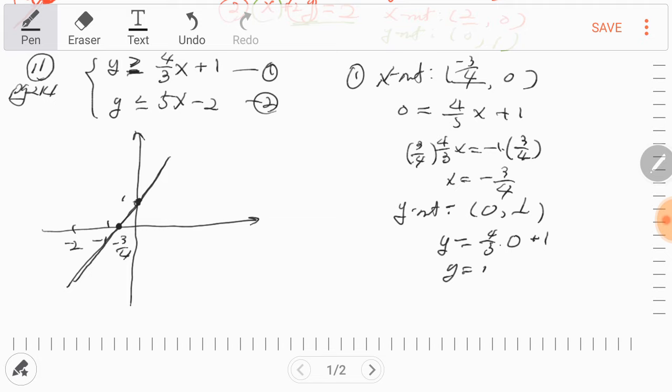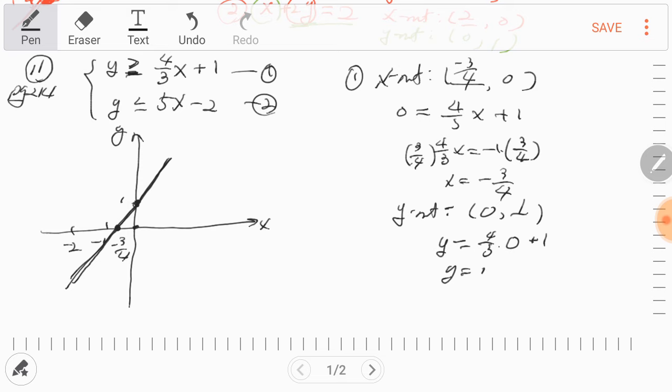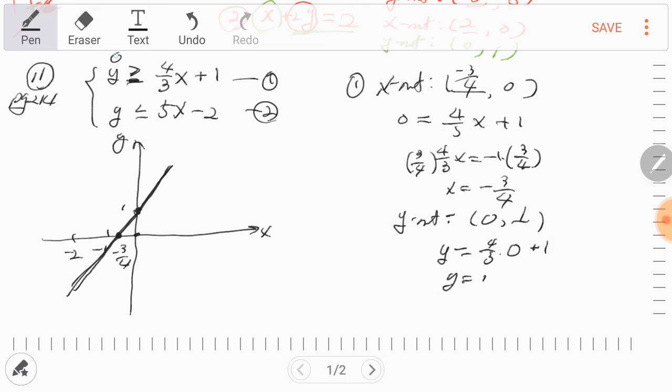Let's check the area, whether it is above or below the solid line. Let's test the point (0, 0). x equals 0, y equals 0. Then 0 is greater than or equal to 1. Is 0 greater than or equal to 1?